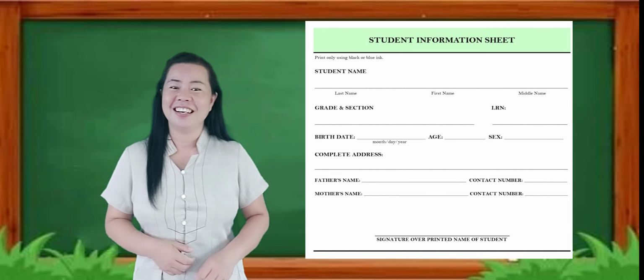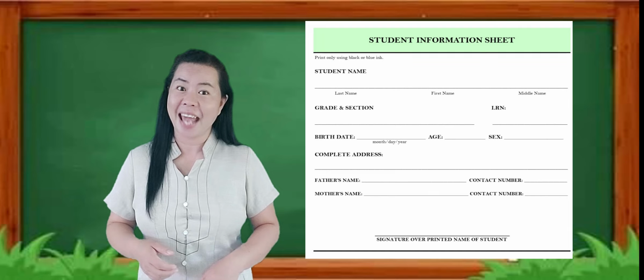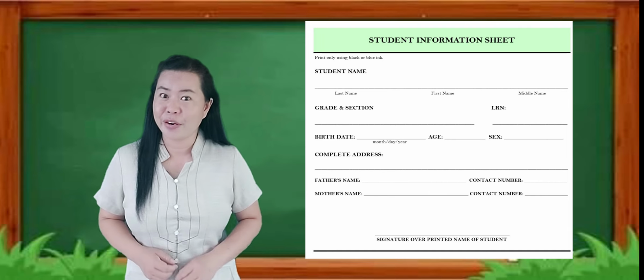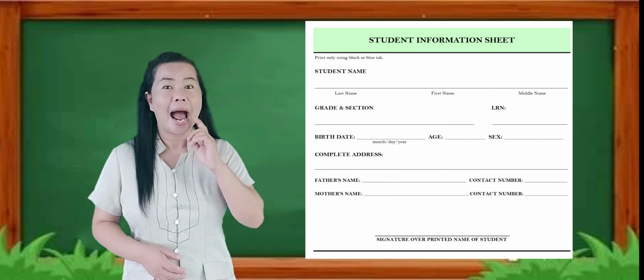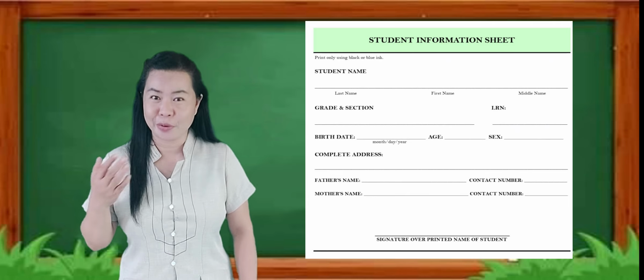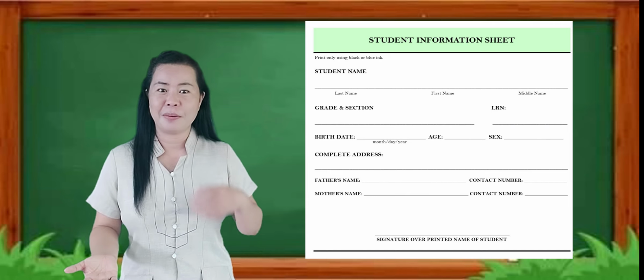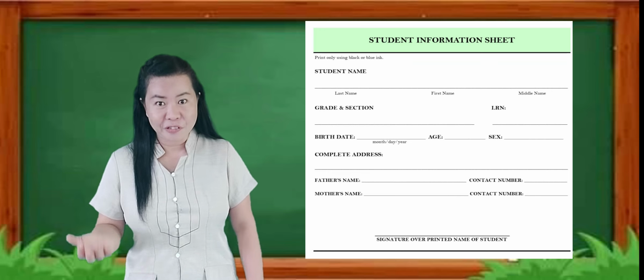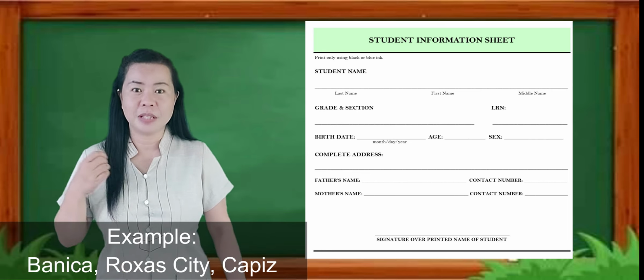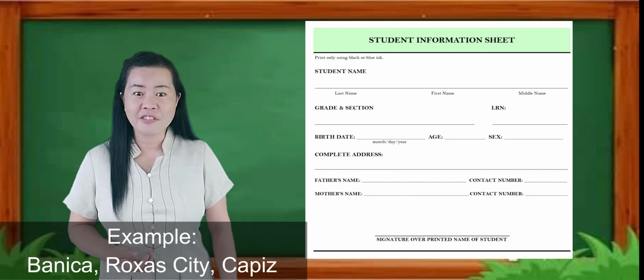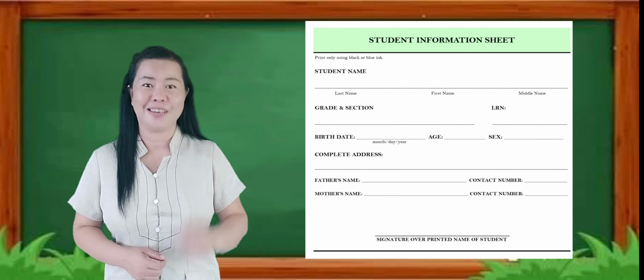Very good! Let's go to your complete address. This is very important. It should be spelled correctly. I hope you didn't forget to separate streets from barangay or barangay from city or municipality and city or municipality from province using a comma.